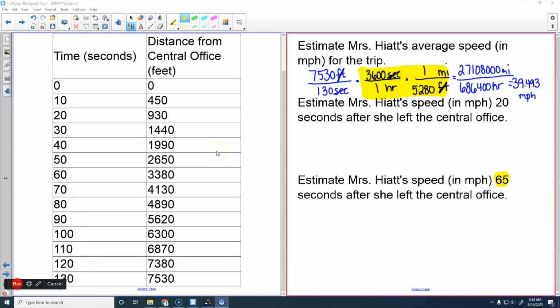Check with your neighbor. See if you guys are getting the same numbers. I know some of you are still punching buttons, so you might not be quite done.